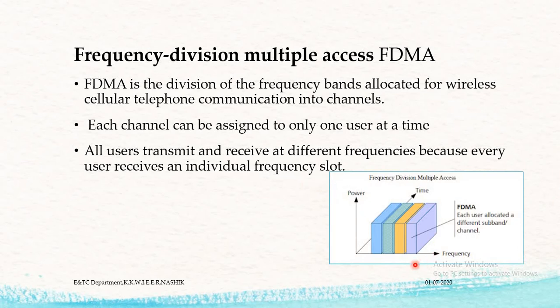So here is a diagram of FDMA. If you observe, each user is allocated a different frequency band. So this is your frequency. For this particular range of frequency, the first user is working. For this particular range of frequency, the second user is allotted. So in this way there is a division of frequency, and the frequency divisions are separated by the guard band. So here we are using a guard band to separate the frequencies.